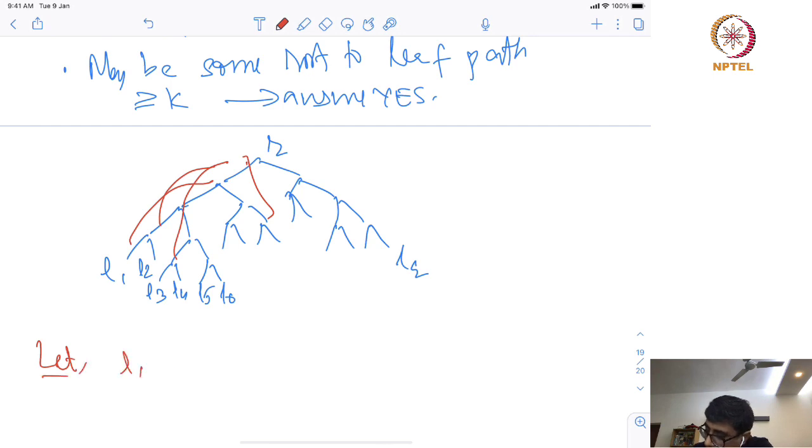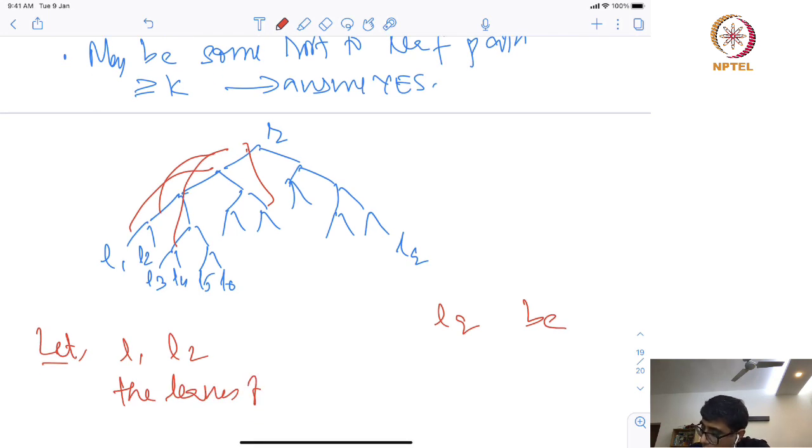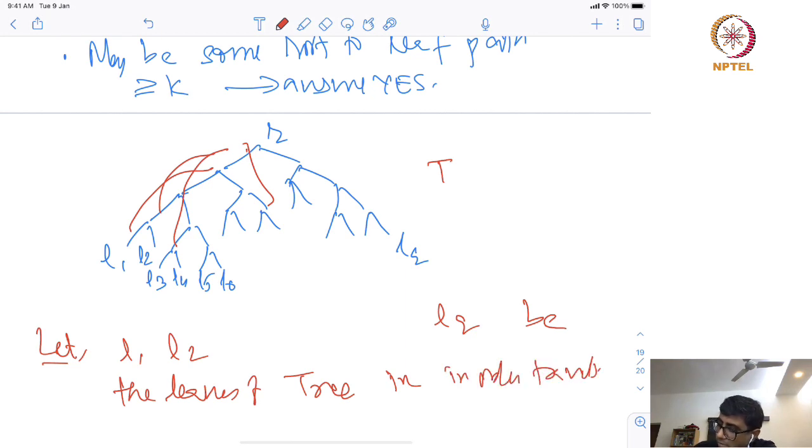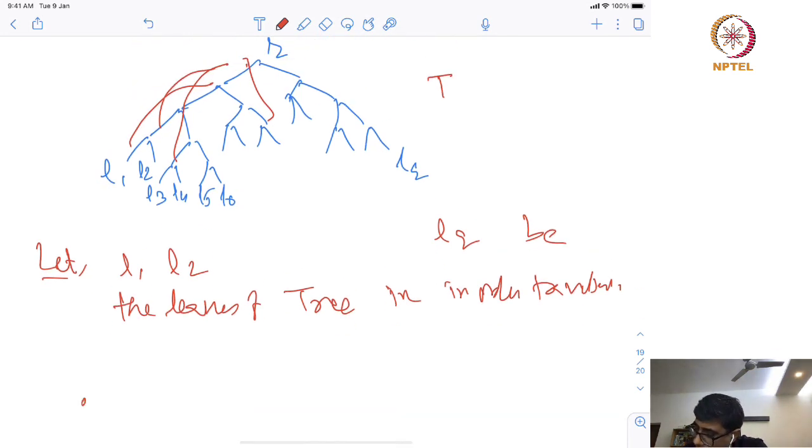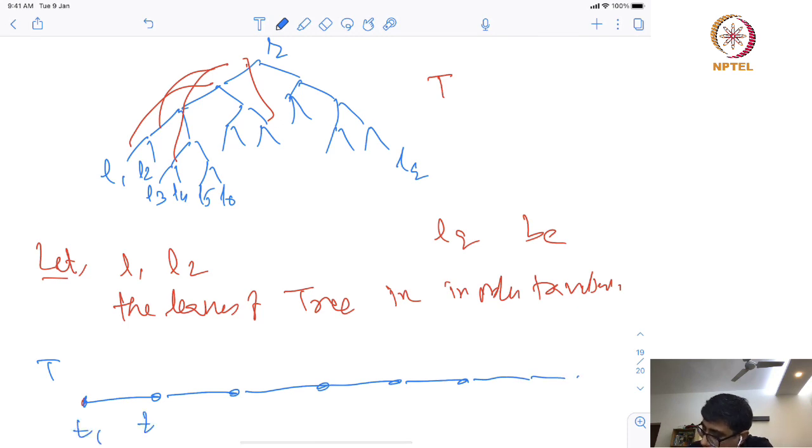Now, let L1, L2, ..., Lq be the leaves of this tree in pre-order traversal. Fix something, it does not matter. And now I am going to give you a tree decomposition of this graph. What is my tree decomposition of the graph? It has q vertices, T1, T2, ..., Tq.